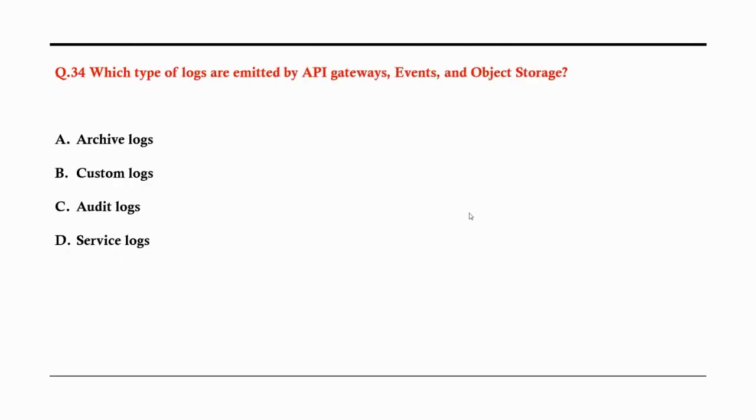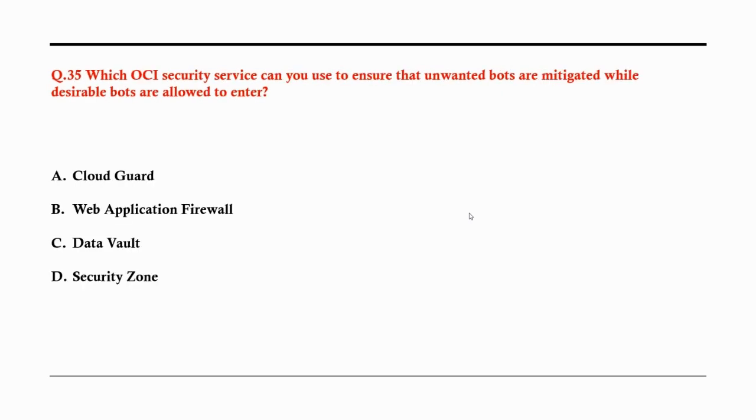Question 34. Which type of logs are emitted by API gateway, events, and object storage? The answer is D. Service logs are the type of logs emitted by API gateways, events, and object storage. Question 35. Which OCI security service can you use to ensure that unwanted bots are mitigated while desirable bots are allowed to enter? Bots work at layer 7. Hence the correct answer is web application firewall, which is used at that level only.